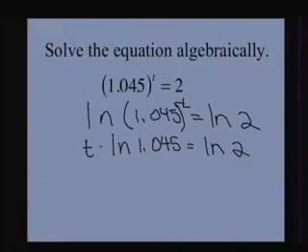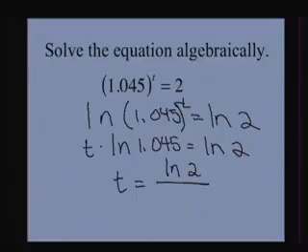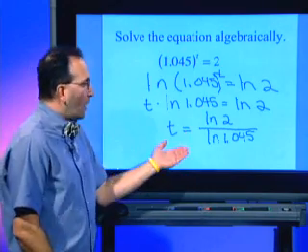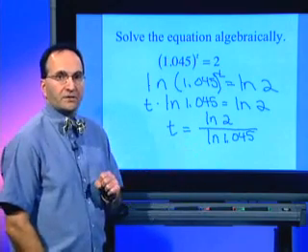And then finally, to isolate t, we have to divide both sides by the natural log of 1.045. So our answer would be that t is equal to the natural log of 2 divided by the natural log of 1.045. So that's how we can use logarithms to solve exponential equations.